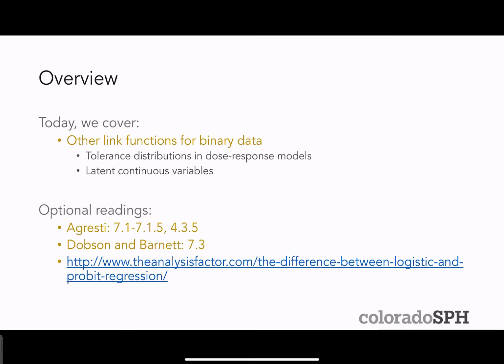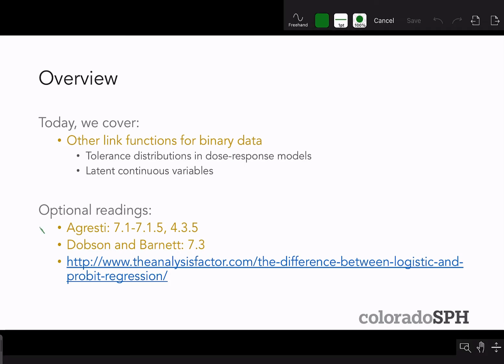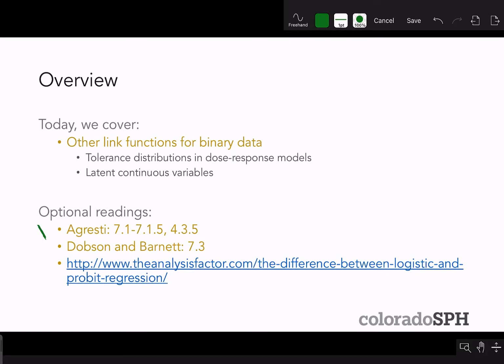Today I'm going to cover other link functions for binary data, and this is a bit of a longer lecture. I'm going to talk about the Probit link as well as the clog link and some data situations that motivate the use of those links. And then there are a couple of readings here. I think the Agresti stuff is pretty good for the Probit and clog stuff, and this is a nice sort of applied explanation for the difference between logistic and Probit regression.